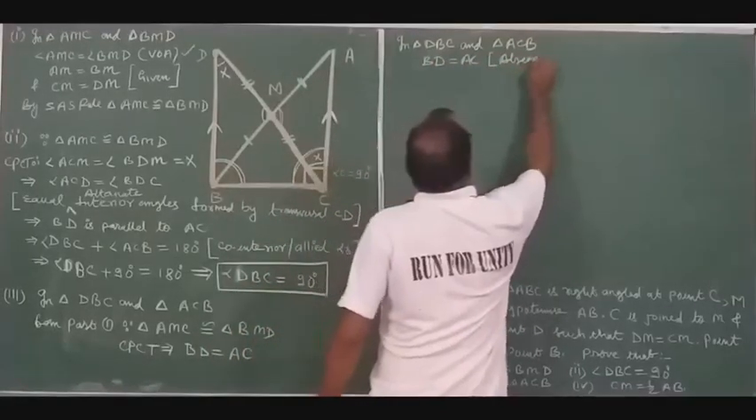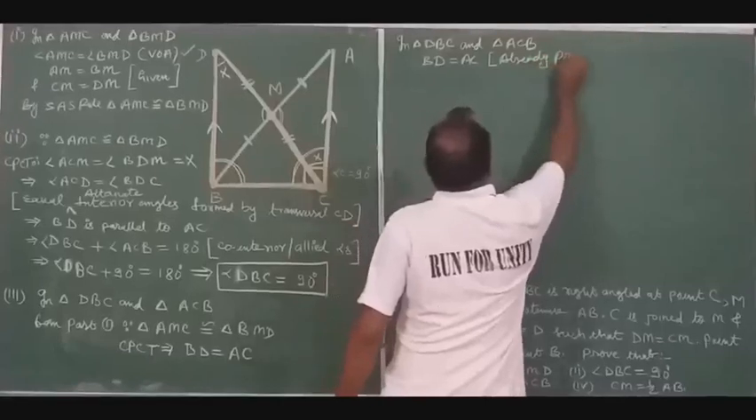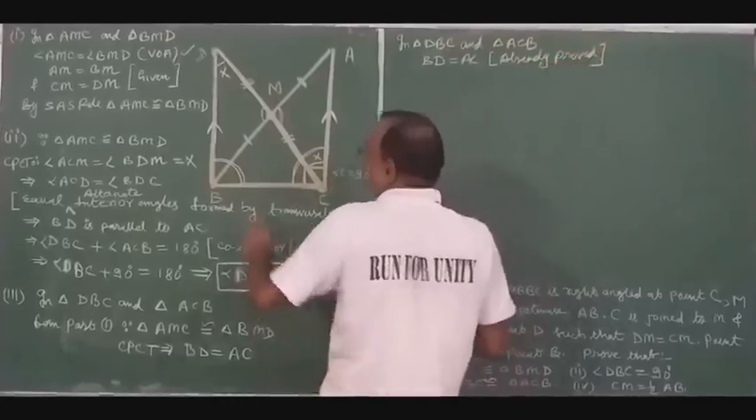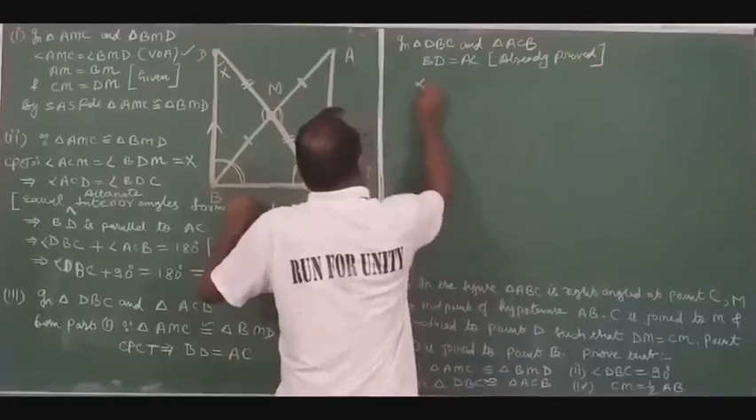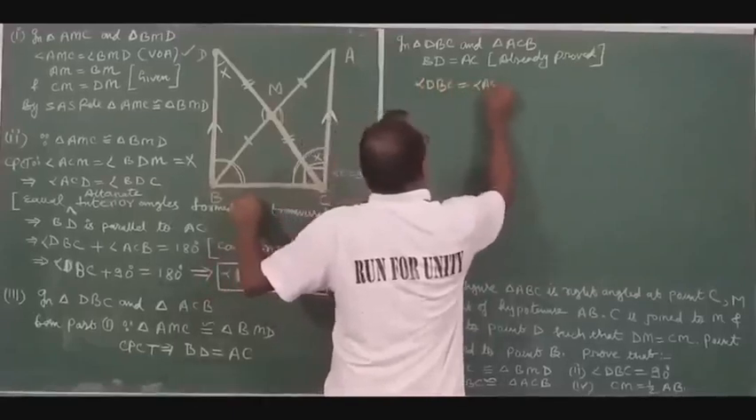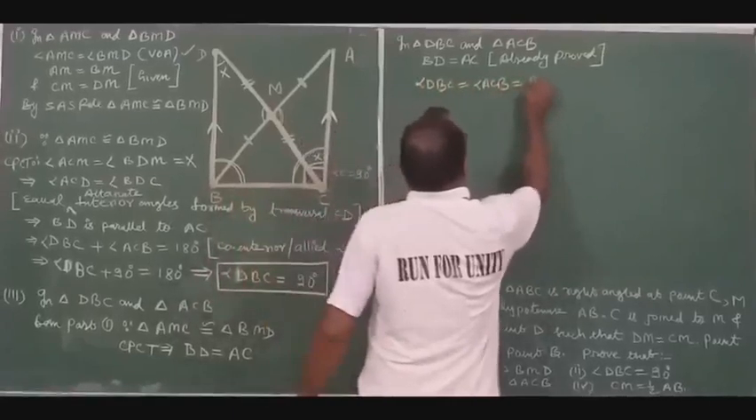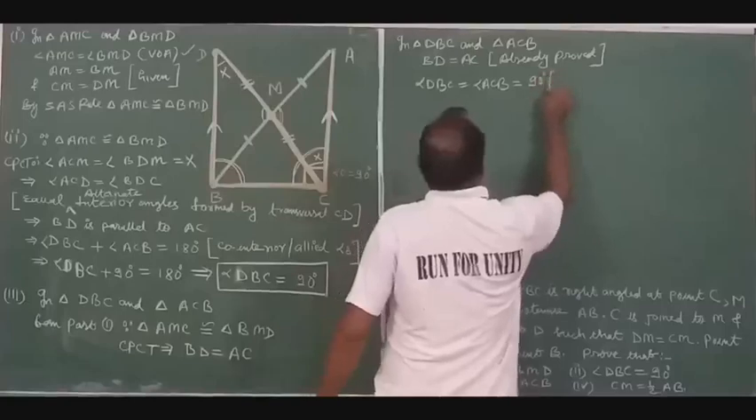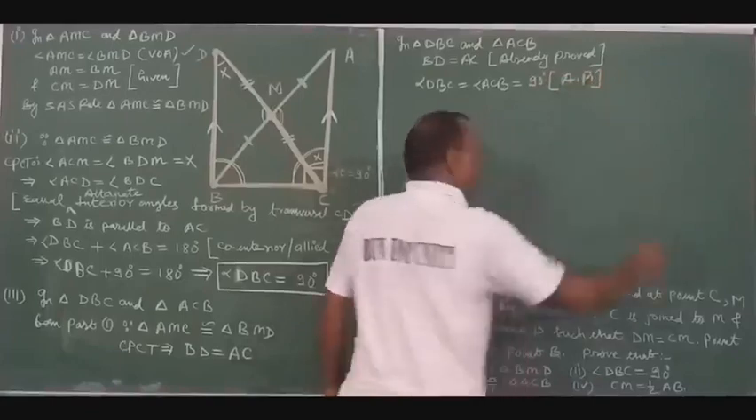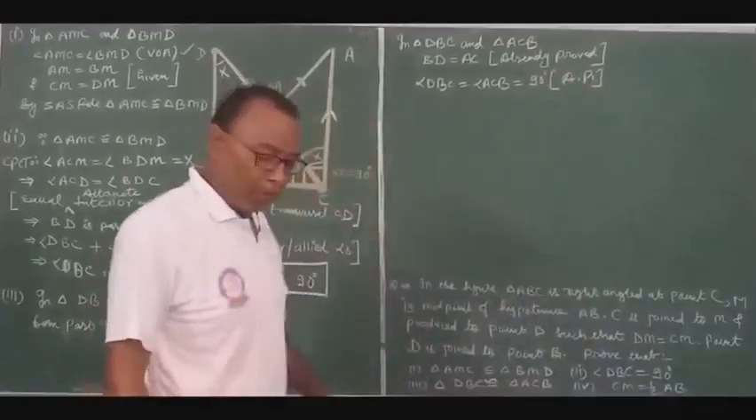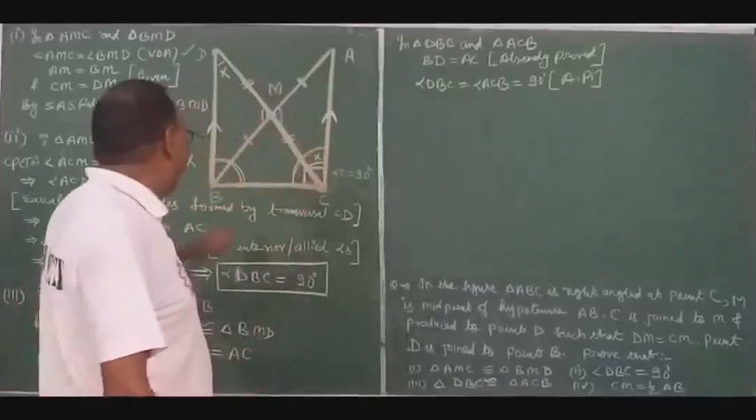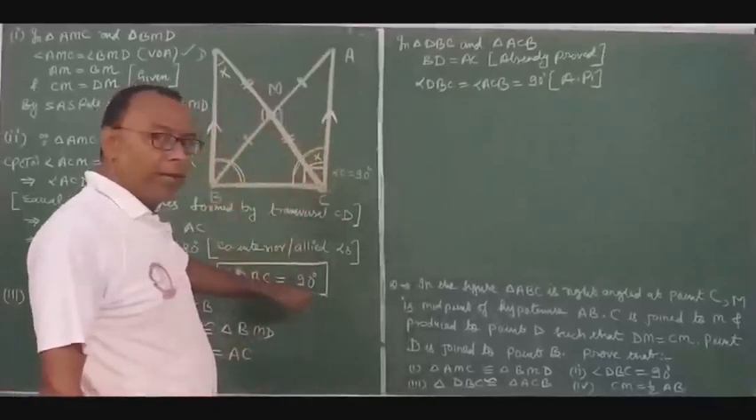This is already proved. Next thing, this angle DBC is equal to ACB, and each angle is equal to 90 degrees. This is already proved. Here we have to prove: if this angle was given as 90 and DBC is also 90, which is proved.